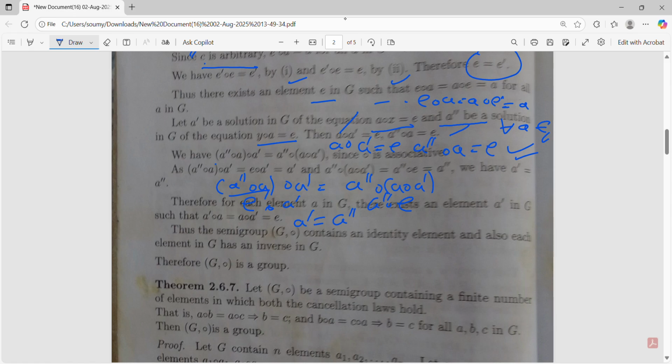So what we are getting is, for all A belonging to G, there exists an element A dash such that A compose A dash equals A dash compose A equals E. So for every element A belonging to G, there exists a unique inverse. So all four properties, closure, associativity, identity, and inverse, are satisfied. So this semigroup becomes a group.